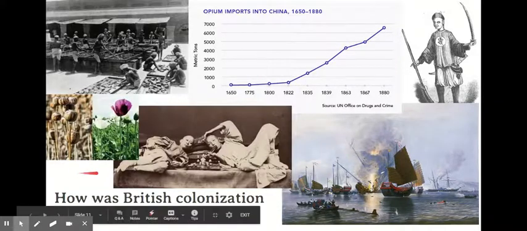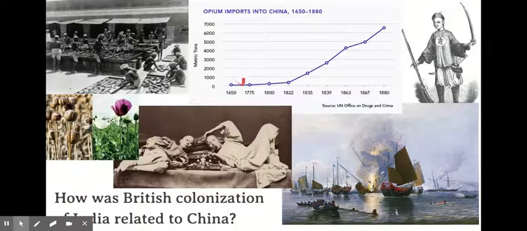And there was a problem in China. People were becoming addicted to opium. In fact, starting in the 1600s, Britain was importing opium to China. And by the time we get to the 1800s, Britain realized they could make a lot of money selling drugs to the Chinese people. The Chinese government outlawed the sale of opium.